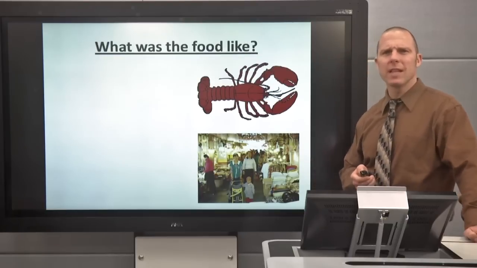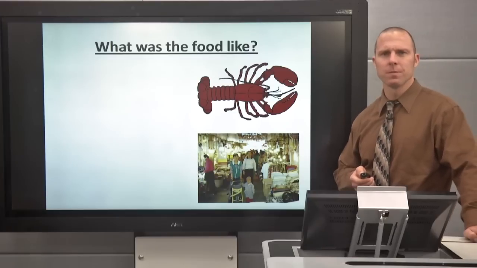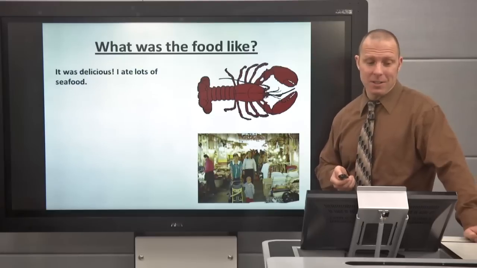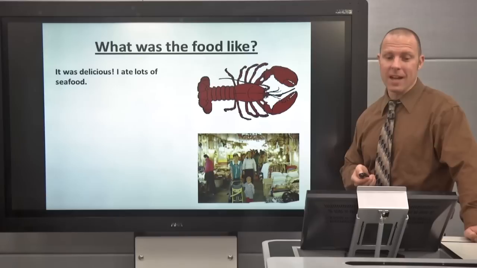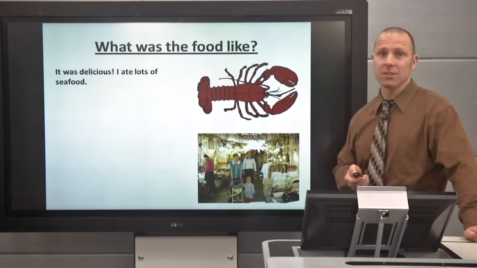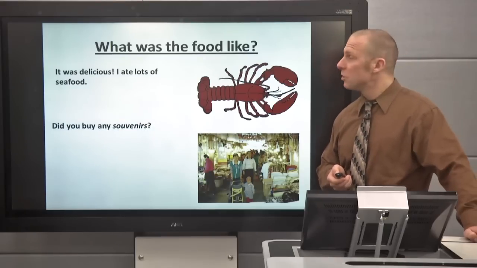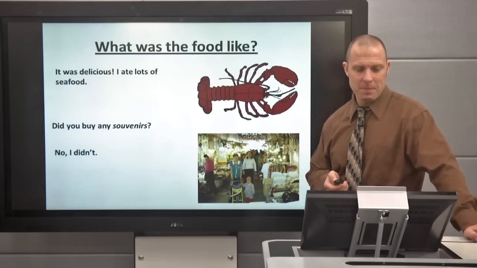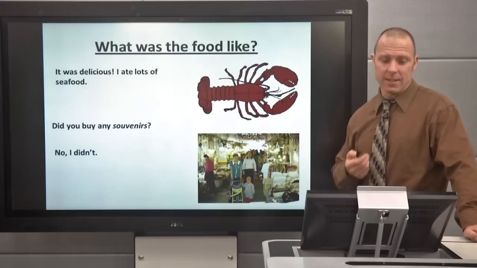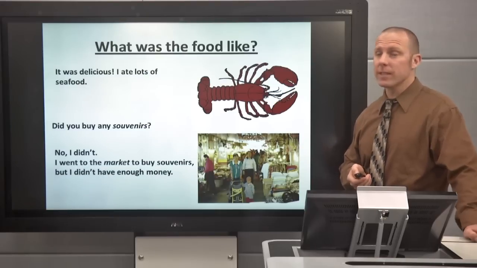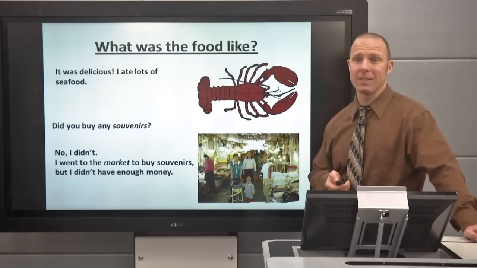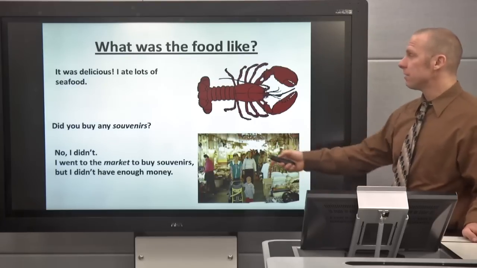What was the food like in Jeju? Okay, very good. I thought the food was delicious. I ate lots of seafood. Did you buy any souvenirs? Okay, most of you didn't. I didn't buy any souvenirs. I went to the market to buy souvenirs, but I didn't have enough money. And here we see a picture of a market.